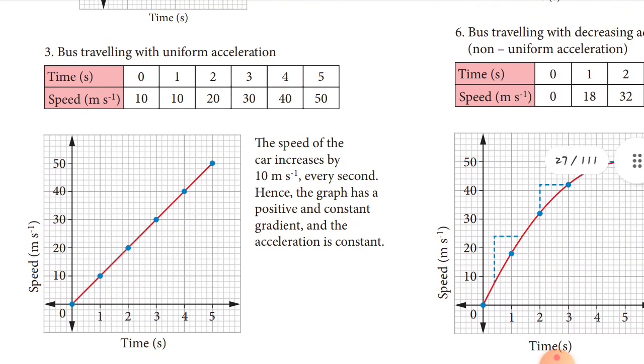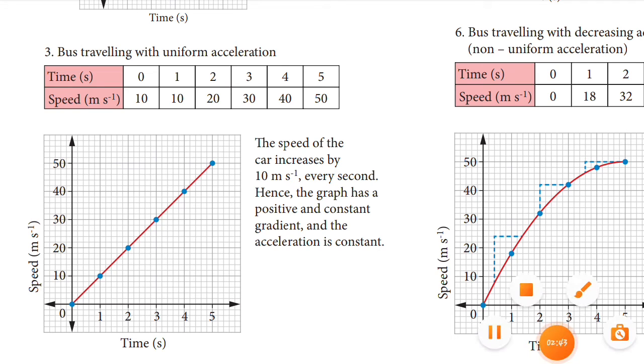Okay, see the third one, children. The bus traveling with uniform acceleration. And here the data taken is time 0 to 5 seconds. The speed is given 10 to 50. So you take a straight line, children. You plot the values. X-axis 0 to 5 seconds. Y-axis, speed is taken on the y-axis. Again you plot 10, 20.